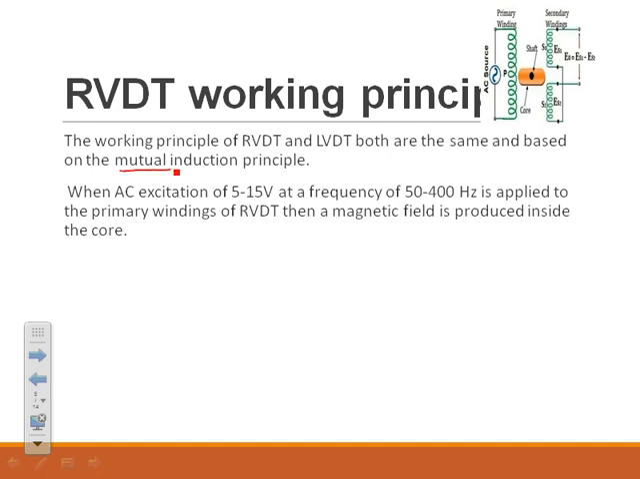So what do we mean by mutual induction? It works on the principle of mutual induction. What is mutual induction? When AC excitation of some voltage or frequency is applied to the primary winding of the RVDT, then a magnetic field is produced inside the core. That means when we apply an AC signal, a magnetic field is produced inside the core.